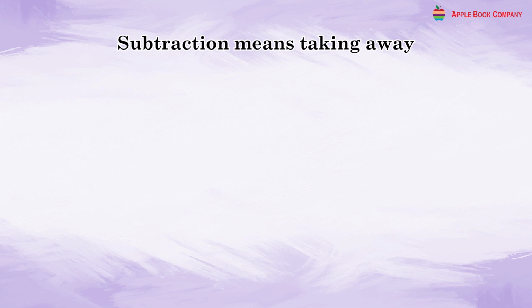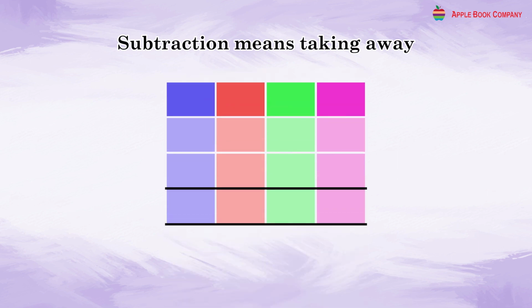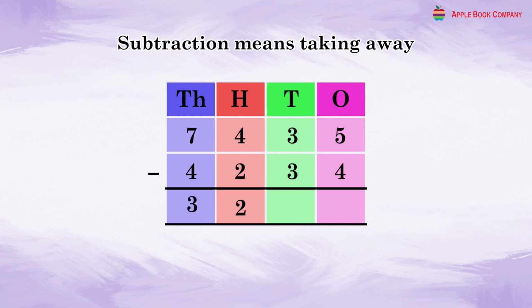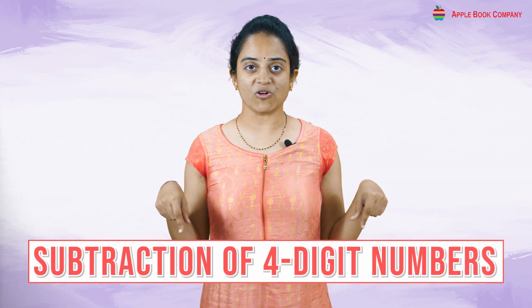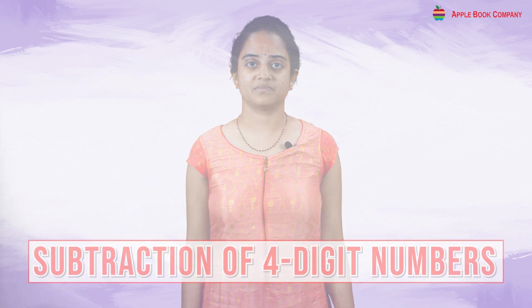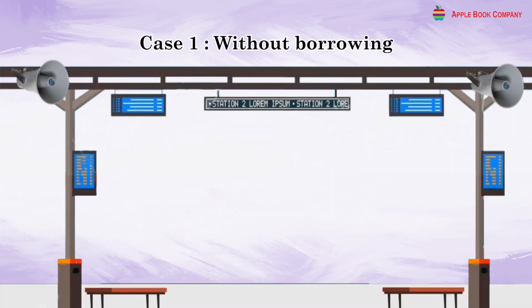Subtraction means taking away. In class 3, we learned subtractions involving bigger numbers. Here are some important terms related to subtraction. The larger number from which we subtract the smaller number is called the minuend. The smaller number which is subtracted is called the subtrahend. The result obtained on subtraction is known as the difference. Subtraction of a 4-digit number. First case is without borrowing.